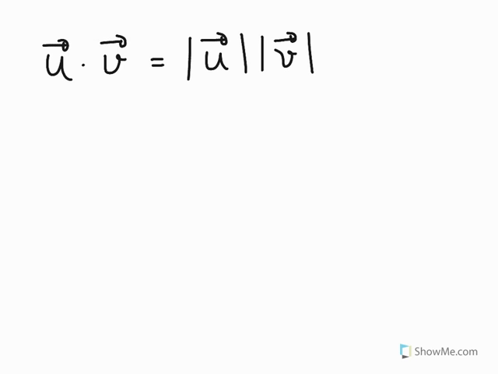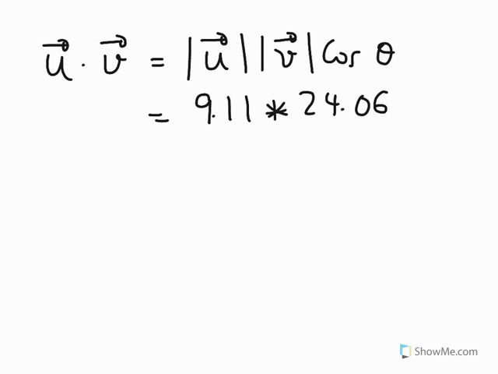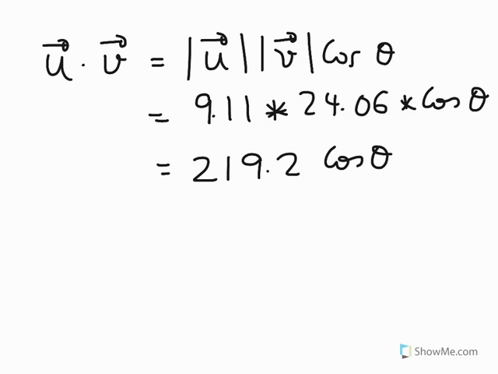So if you now want to write down what the dot product of the two vectors is, it is given by the magnitude of u times the magnitude of v times cos theta. The magnitude of u is 9.11, the magnitude of v is 24.06, and then we of course multiply by cos theta, so we get 219.2 cos theta.